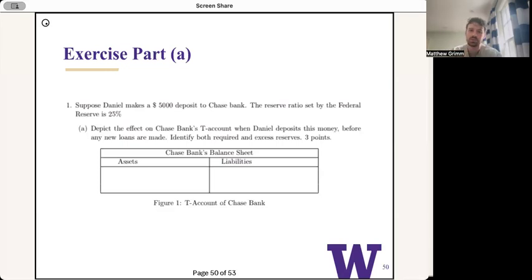Okay, we have a couple exercises here, and then we are calling it a lecture. So suppose Daniel makes a $5,000 deposit to Chase Bank. The reserve ratio is set by the Federal Reserve, 25%, pretty steep. All right, depict the effect on Chase Bank's T account when Daniel deposits the money before any new loans are made. Identify both required and excess reserves. Okay, so now we have reserves, which is $5,000. And then I'll just say we have to pay him out, and that's $5,000. Very nice.